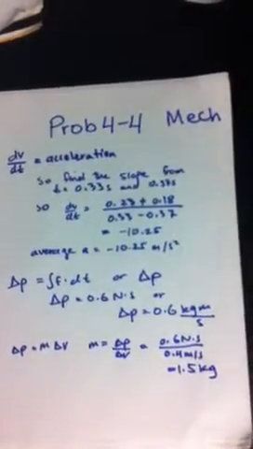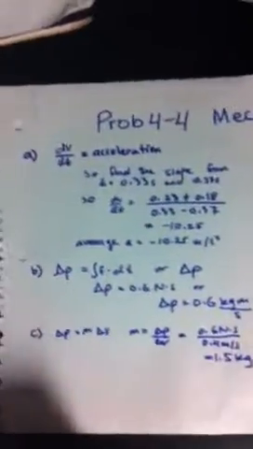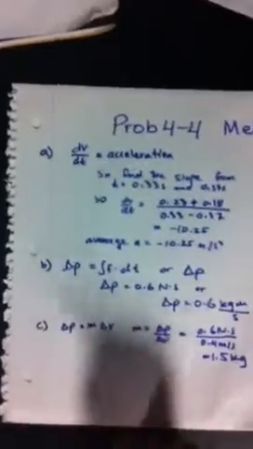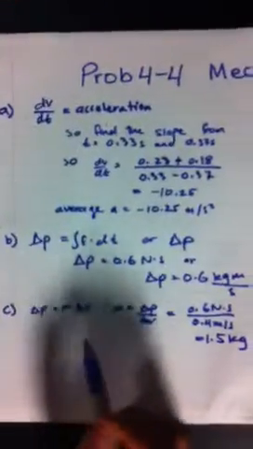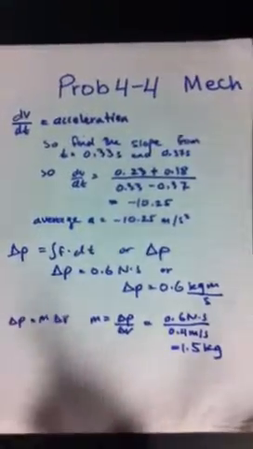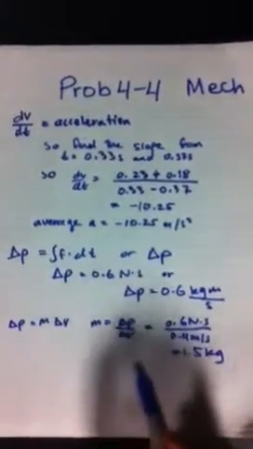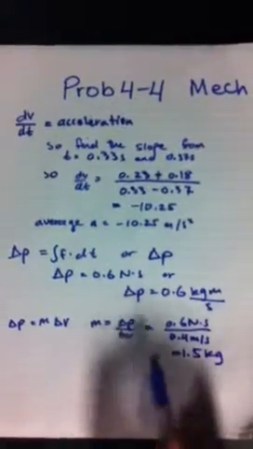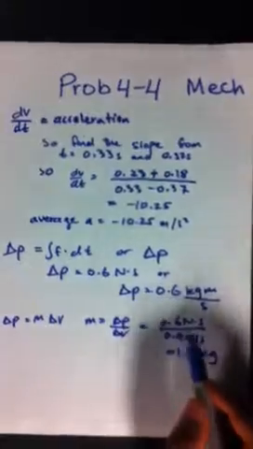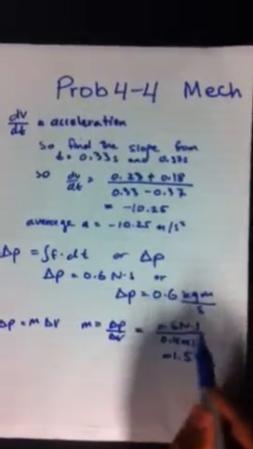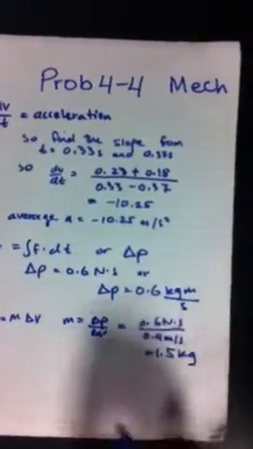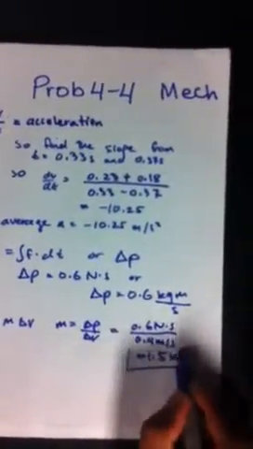And moving on to part C, it asks you to determine the mass of the cart. You can find that by using the change in momentum equation. Change in momentum is equal to mass times the change in velocity, because mass can never change, it always stays the same, and velocity only changes. So mass will be equal to the change in momentum over the change in velocity. Change in momentum is 0.6 newton seconds, and change in velocity is 0.4 meters per second, and you get a mass of 1.5 kilograms.